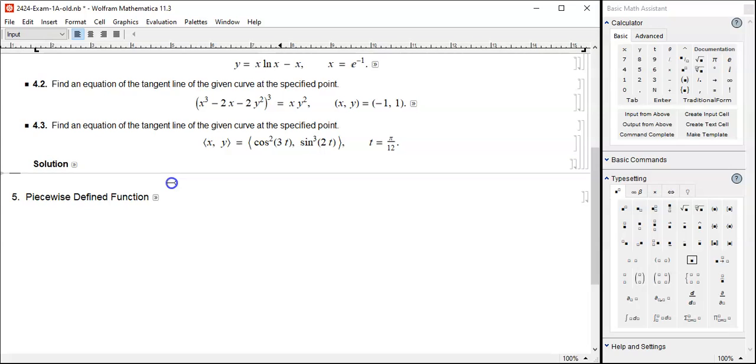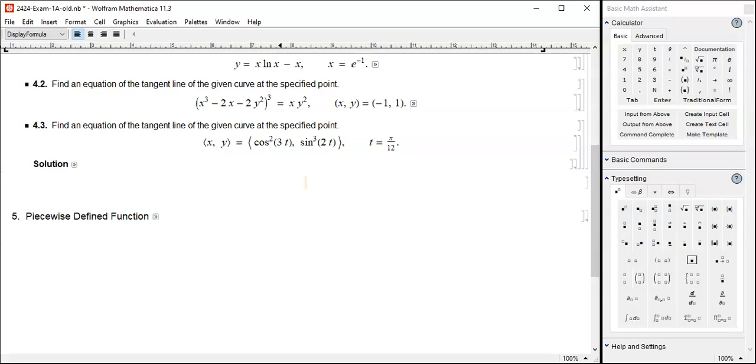Goes like this. y equals m times x minus x0 plus y0 as usual. Slope point equation. Now, how do I find x0 and y0? I have t0 value, pi over 12, so let's find those out.